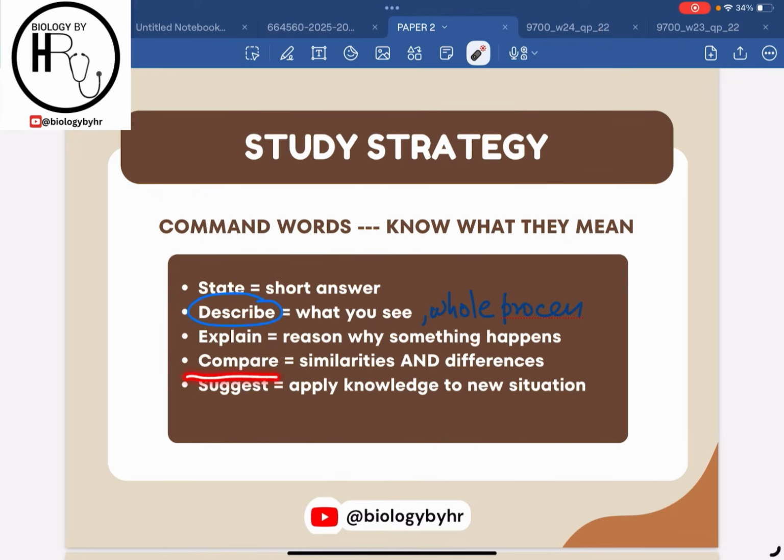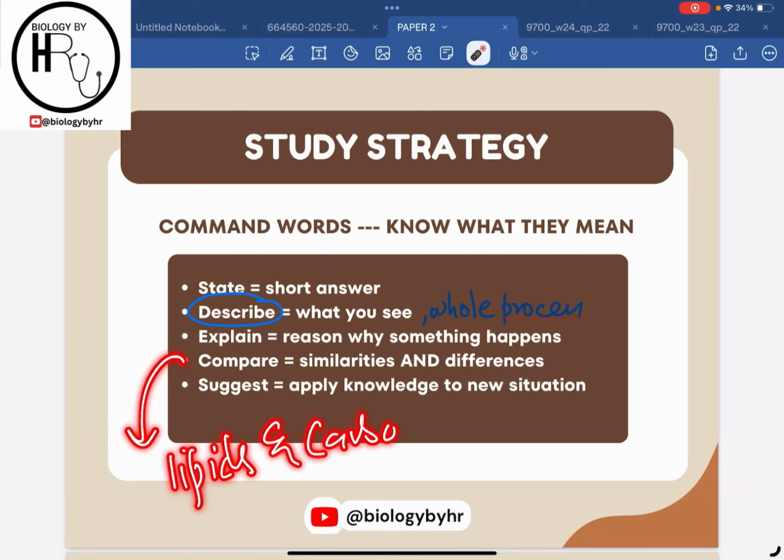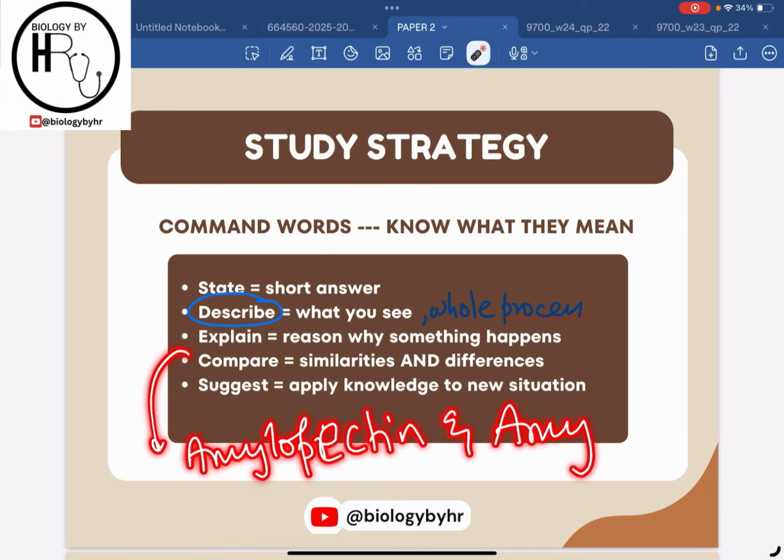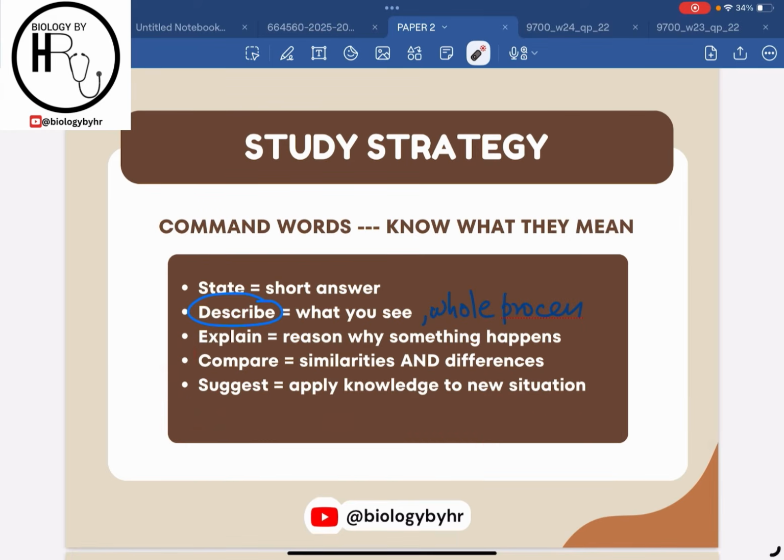Then compare: you have to compare the similarities and the differences. They can ask you to compare the biological molecules lipids and carbohydrates, right? Lipids and proteins, or most probably a very common question, amylopectin and amylose, which are the components of starch. You may be asked to compare these two. Then you have seen a lot of questions of suggest.